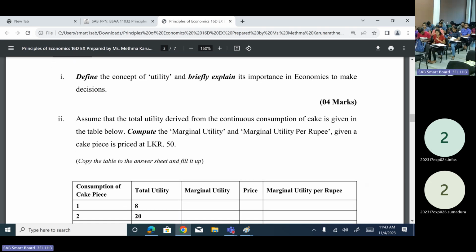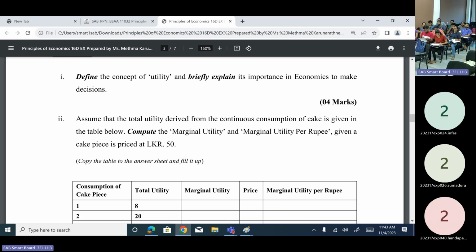Define the concept of utility and briefly explain its importance in economics to make decisions. Utility in general. What does utility represent? It represents consumer satisfaction with regards to the consumption of one good or more. Right? Utility is looked at in terms of two approaches, cardinal utility and ordinal utility under consumer theory.